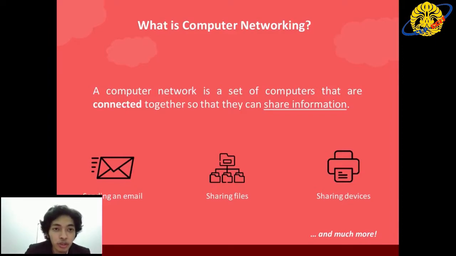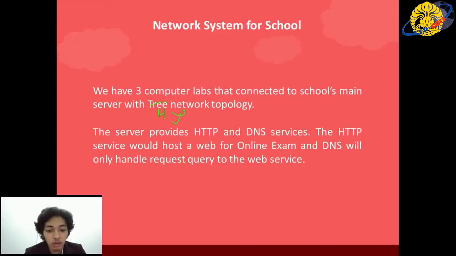What is computer networking? Computer networking is a set of computers that are connected together so they can share information, such as sending an email, sharing files, sharing devices, and much more. And next, our goal in this project is about implementing HTTP and DNS service. So, network system for school.